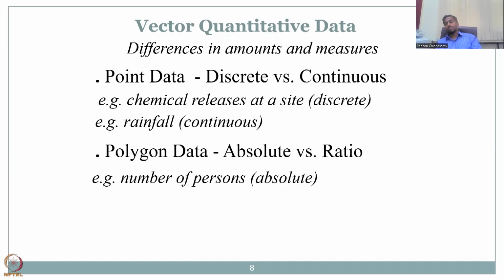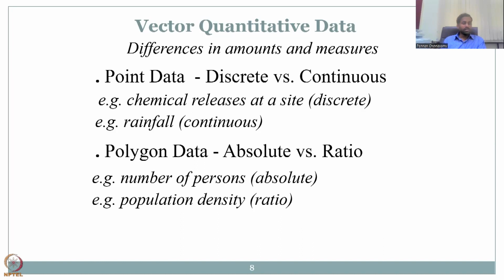The number of people living in a particular location, a polygon, is called absolute. Whereas ratio is the population density, wherein you take the population and divide it by the area, to put an average. That is population density. So the vector data can also be discrete or continuous, absolute versus ratio. That is what we are trying to establish here.